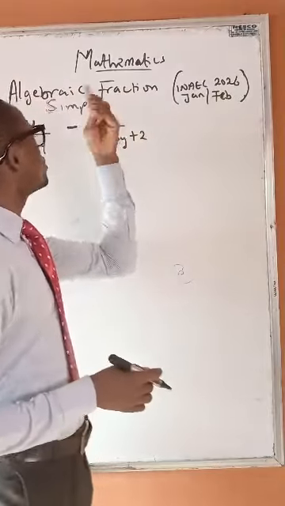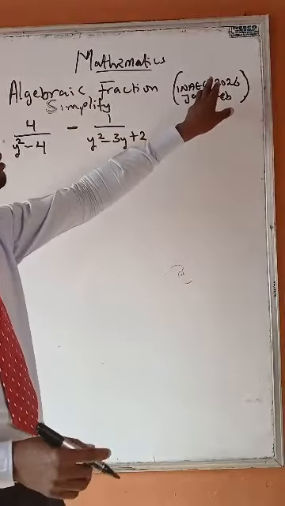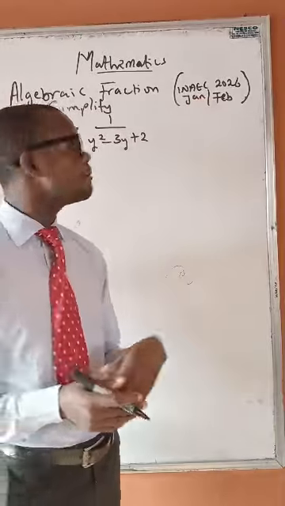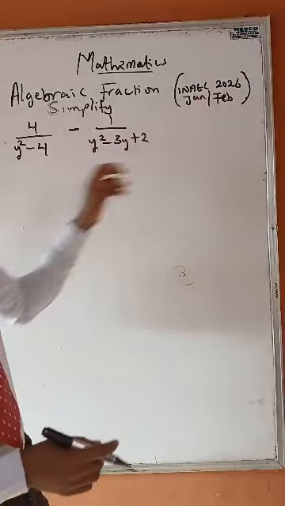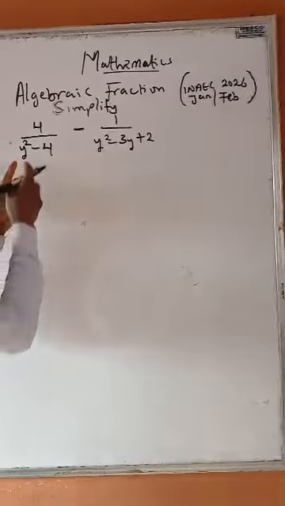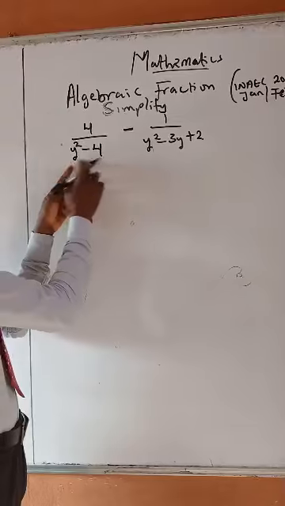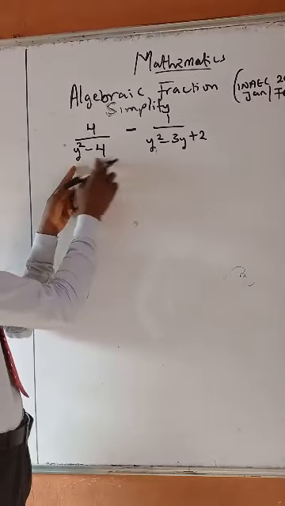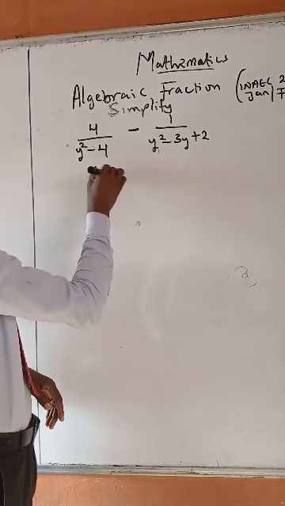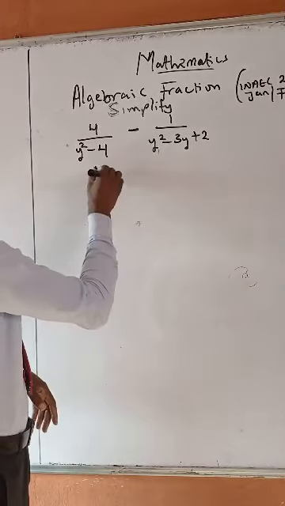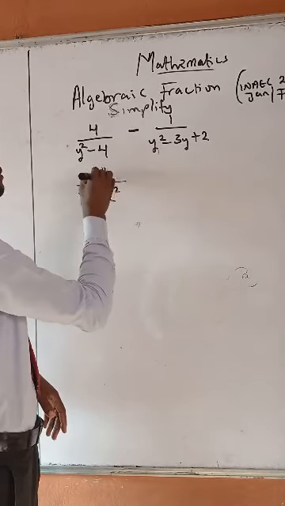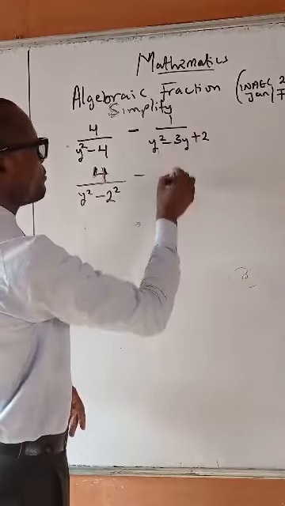Now we want to look at this question, which is from WAEC 2026 January-February edition, and we have to simplify it. Now, whenever you have a question like this, this is a difference of 2 squared. So we have 4 over y squared minus 2 squared. Then this can be written as y.